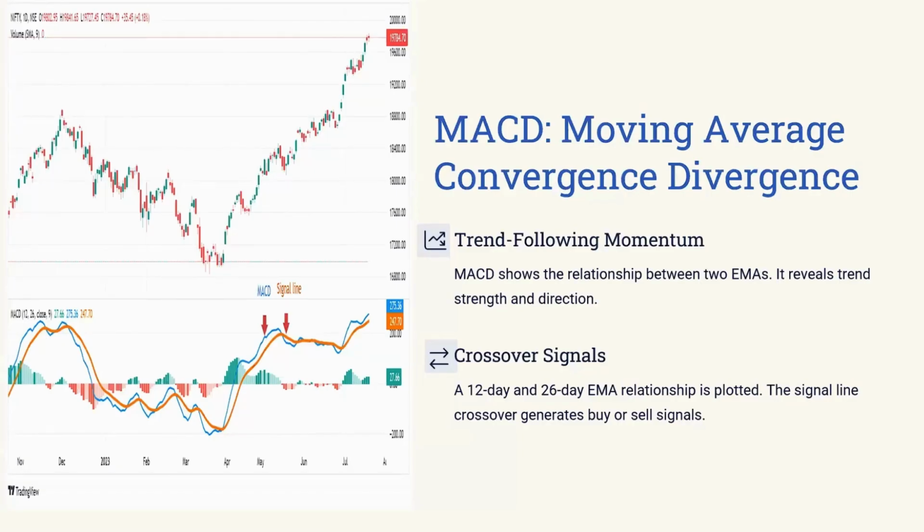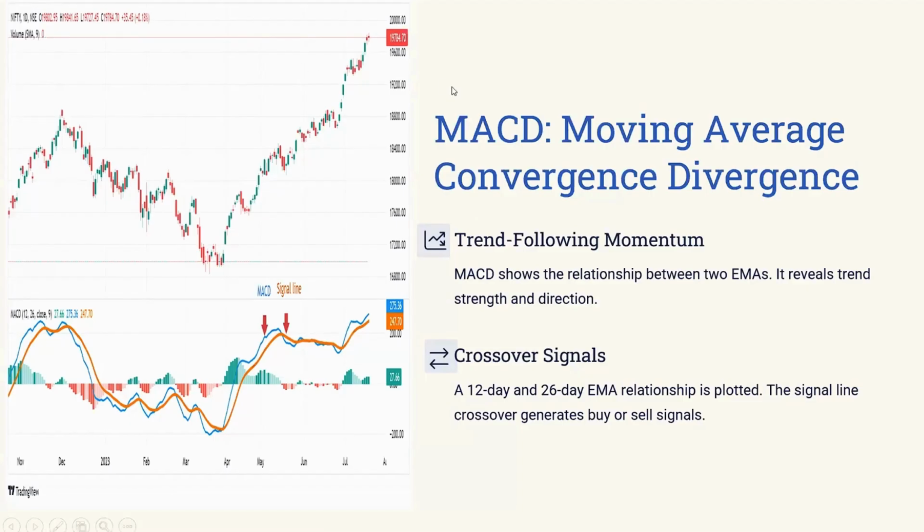MACD is critical for traders as it offers clear visual buy and sell signals through its crossovers. It helps identify the start and the end of trends, making it effective for trend following strategies. It can signal potential trend reversal through divergence before price action clearly shows them. The histogram, the difference between the MACD line and signal line, provides a visual representation of momentum expanding or contracting as the trend strengthens or weakens.